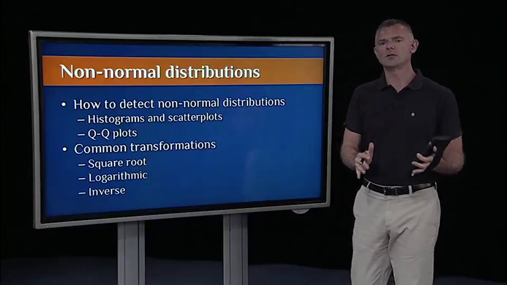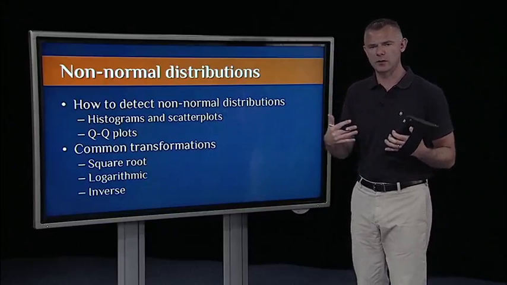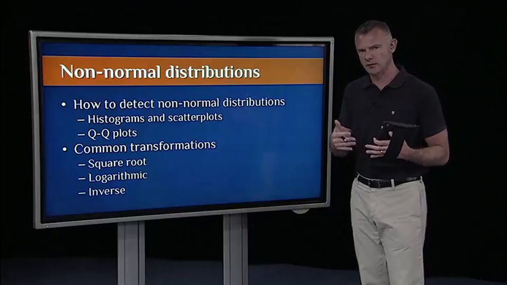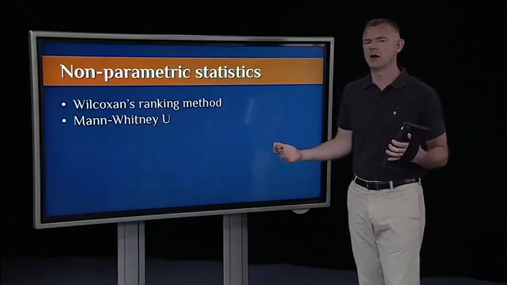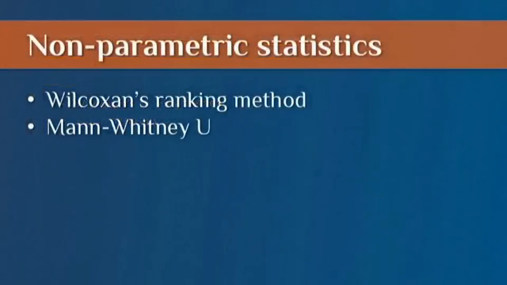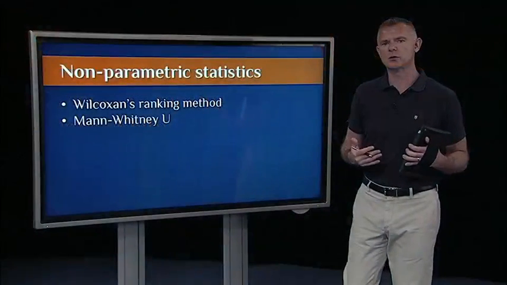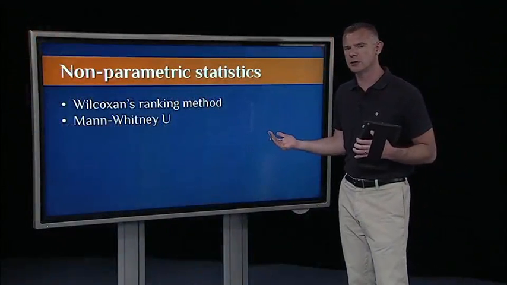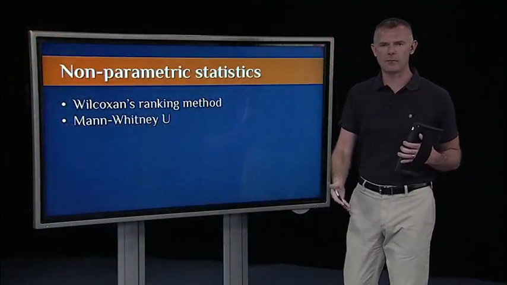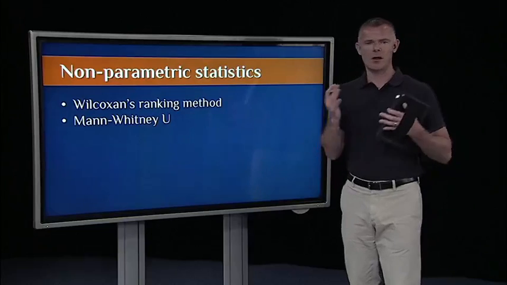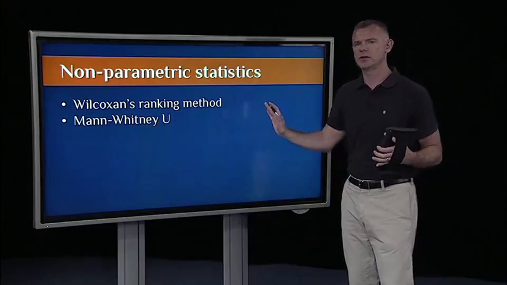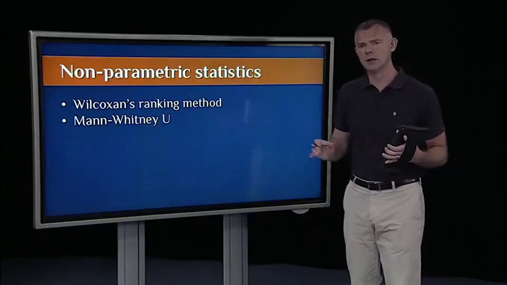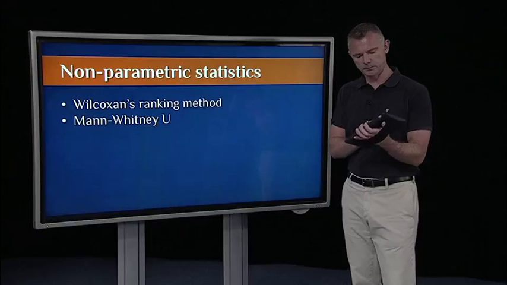Now, of course, sometimes we could not apply a quick fix. We just couldn't get past the violations of assumptions. So that's when we finally turned to nonparametric procedures, such as Wilcoxon's ranking method, Mann-Whitney's U. Those were the two that I illustrated in lecture. But remember, there are nonparametric procedures that correspond to all the parametric procedures that we covered in this course. So again, if you're interested in those, I suggest an entire course on nonparametric statistics.